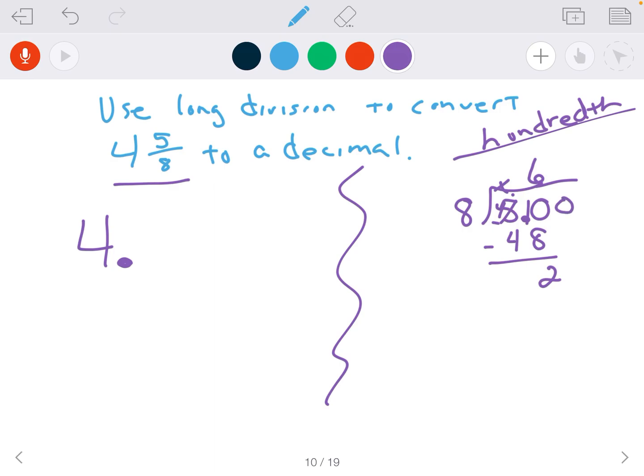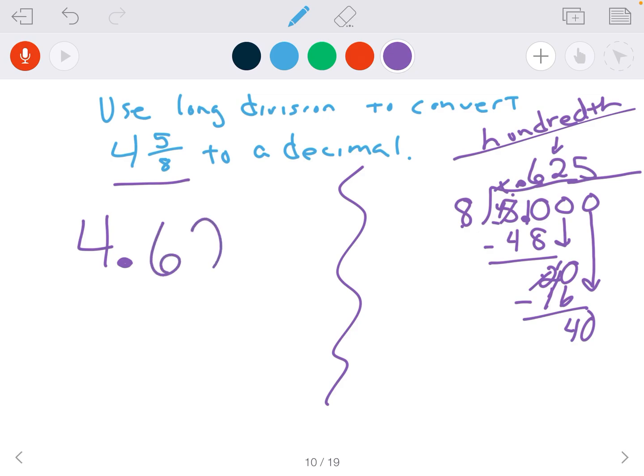I want to add another 0. Okay, so my decimal's right here. 8 goes into 20 2 times, which is 16. Subtract. Borrow again from the 2, making that 10. 10 take away 6 is 4. I'm going to add another 0 because I'm rounding to the 100th place if I have to. So 8 goes into 40 5 times.